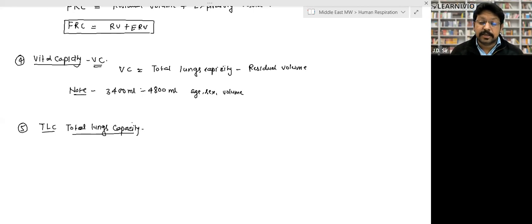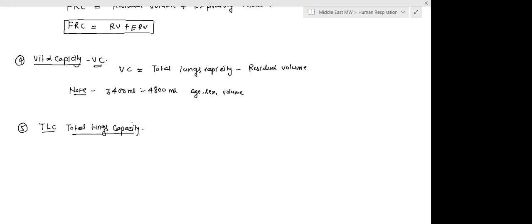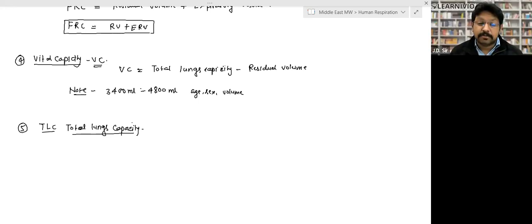But for TLC, I have expired. Now what will you calculate? You will calculate the volume of air inside my alveoli, and then the volume of air which is even present in my trachea. That total volume is called TLC. Clear? Yes, sir. In vital capacity, we will not count the air which is present in our trachea and respiratory passages. We won't count that.